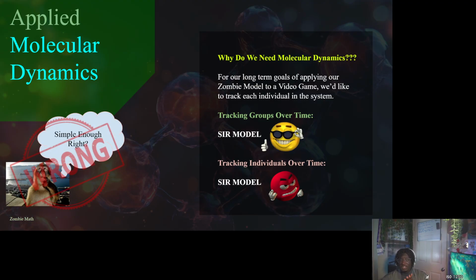But in the form it's in right now, it doesn't really help me, right? My goal is to try to apply this to a video game at some point, whether it's a zombie game, whether it's some other resource gathering, research controlling game, doesn't matter, right? The point is the SIR model is really good at tracking the groups over time, but it's really bad at tracking the individuals over time, right? So that's where molecular dynamics comes in.